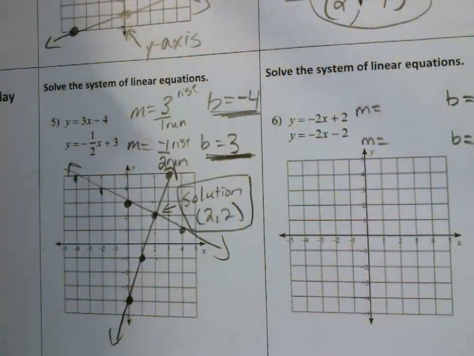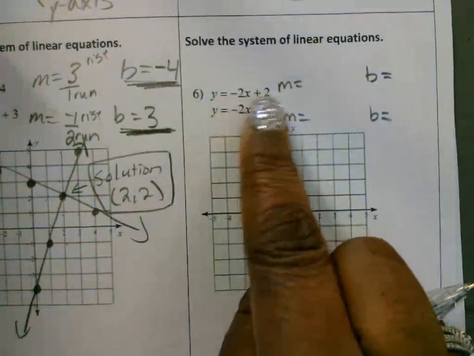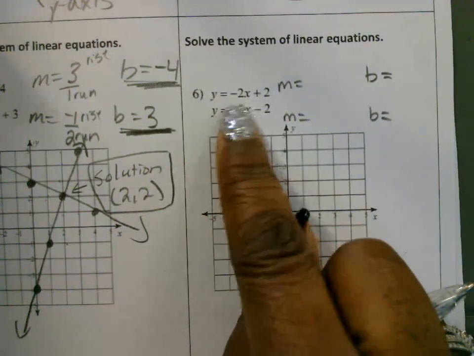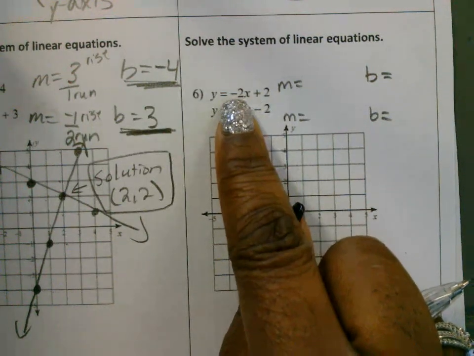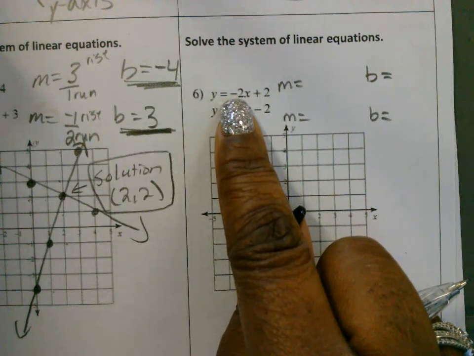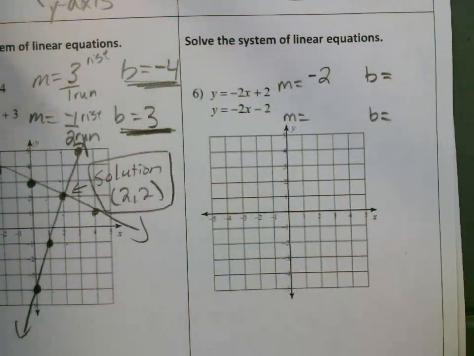Or pause for the clause. Please label your M and B for both equations. What is our M for this first equation, Langston? What's the M? Which one of these numbers is the M? -2. The number that's in front of the X.